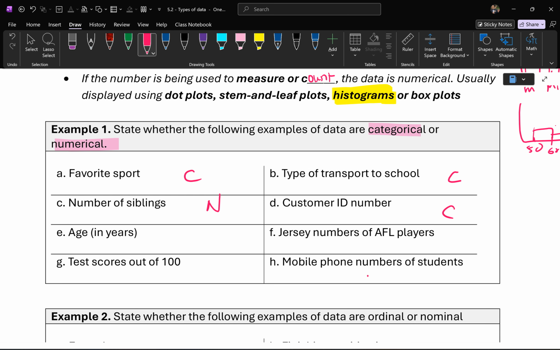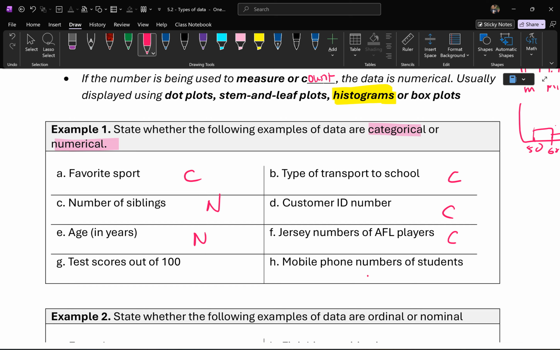What about age? What is age, Archie? Numerical. Age is numerical. It's a number that you can actually work out the mean age. That makes sense. What about F? Jersey numbers of AFL players. Jack.